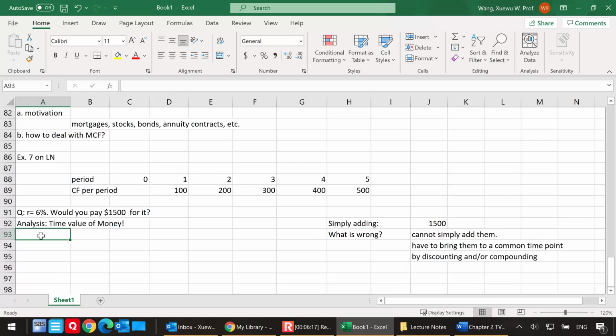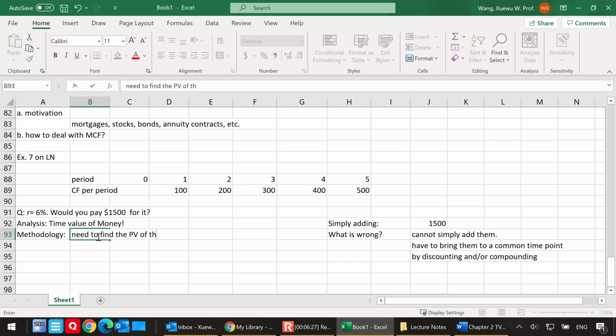All right. So, our methodology here is, okay. So, our framework, we need to find the present value of this multiple cash flow structure. Okay. So you see that in this case, you actually have a present value which is essentially 1,500. That's the amount you're paying, and you have all these following 5 cash flows. So these are actually cash flows in between.